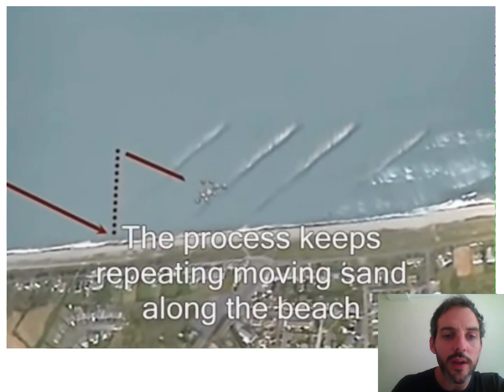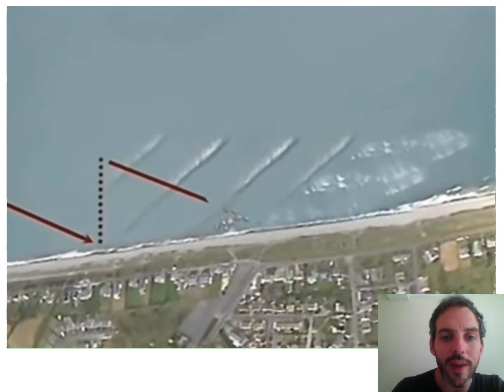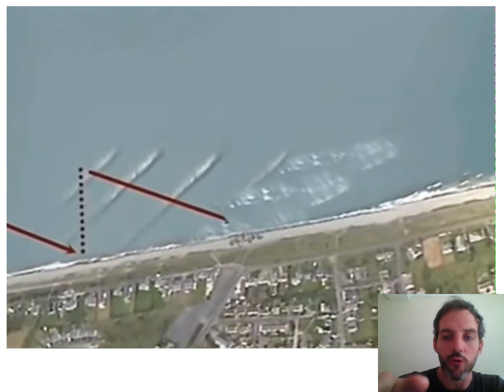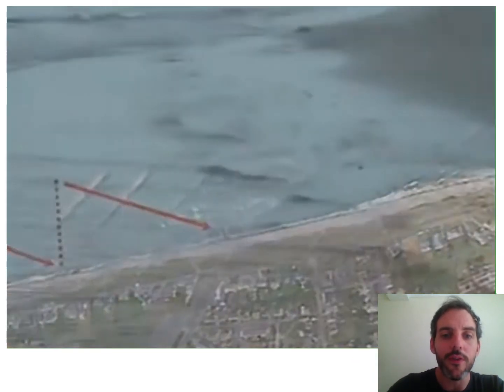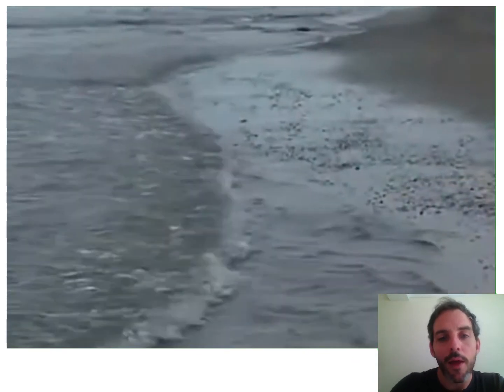So what you can see clearly here is that you have a zigzag motion that goes like this. And this process repeats. This zigzag motion moves sediment along a beach over time.